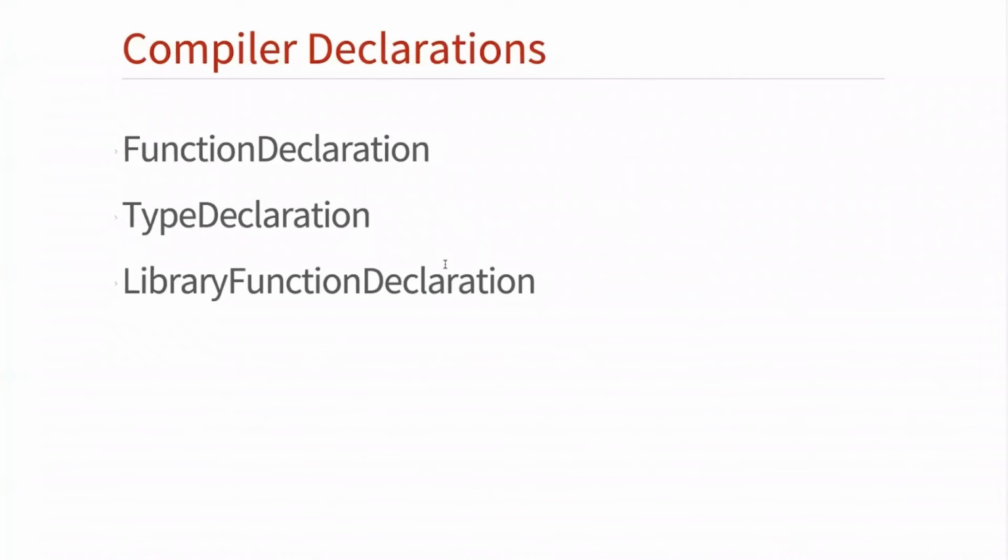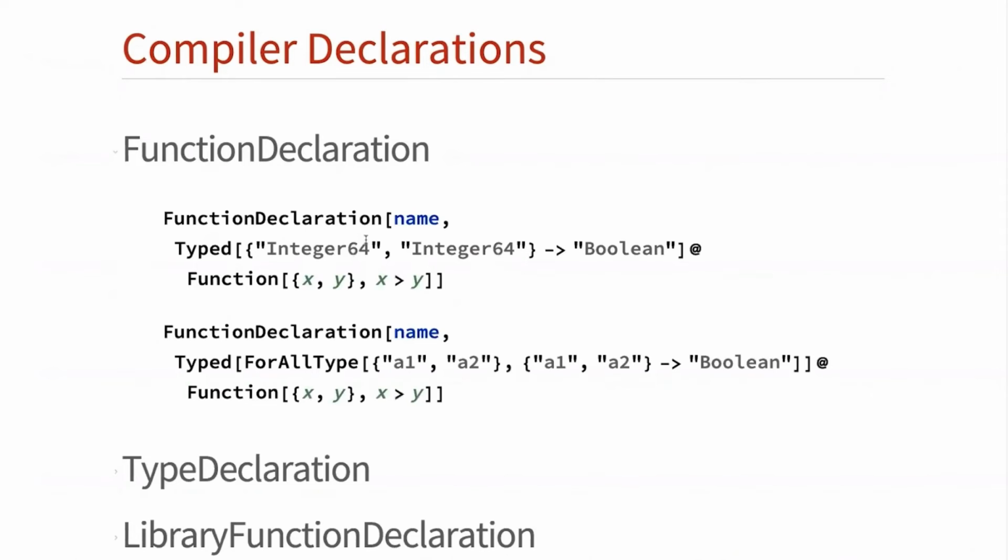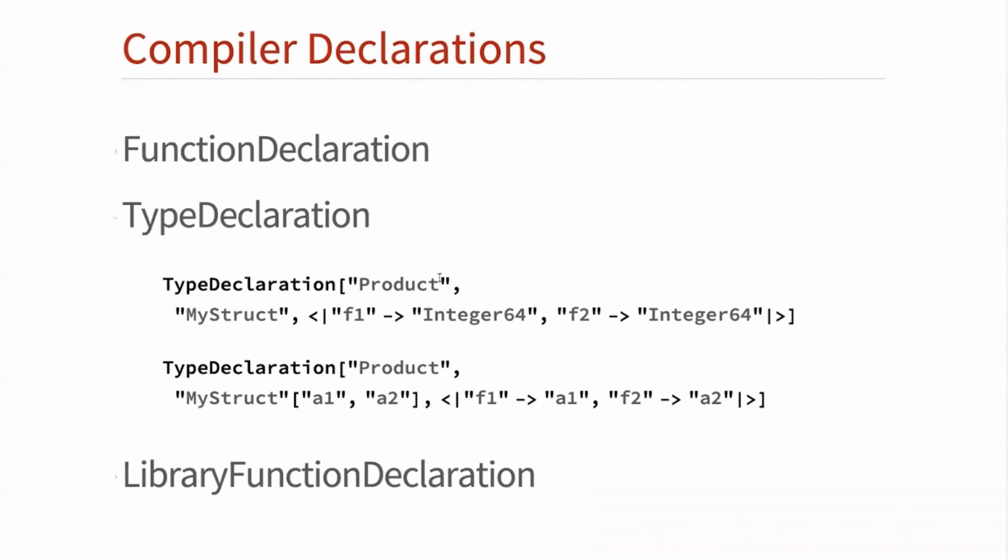Here are some of the declarations that you can add. This one is adding a function. Here I've added a function, it gets a name, and here's the type. It takes two integers and returns a Boolean, and there's the body of the function. We can also write what we call polymorphic functions, where we haven't said what type this is. We're just giving a variable, so this would work for any other types. And I could give more constraints and restrictions on this that might help with overloading.